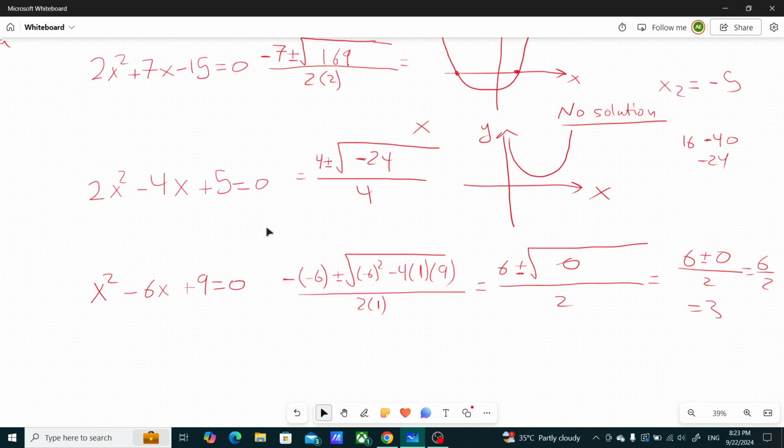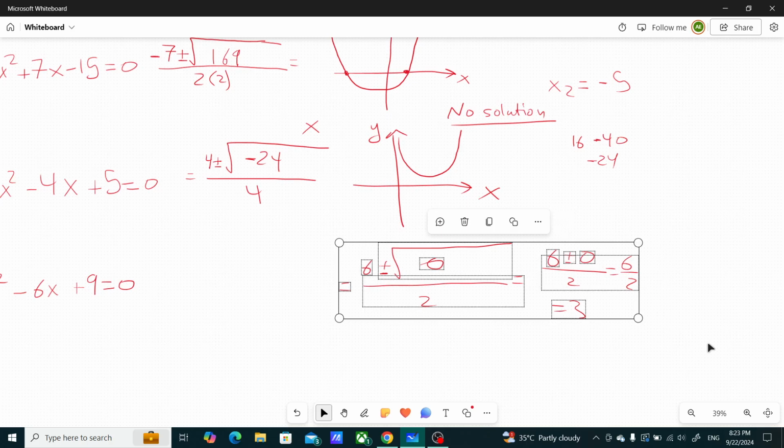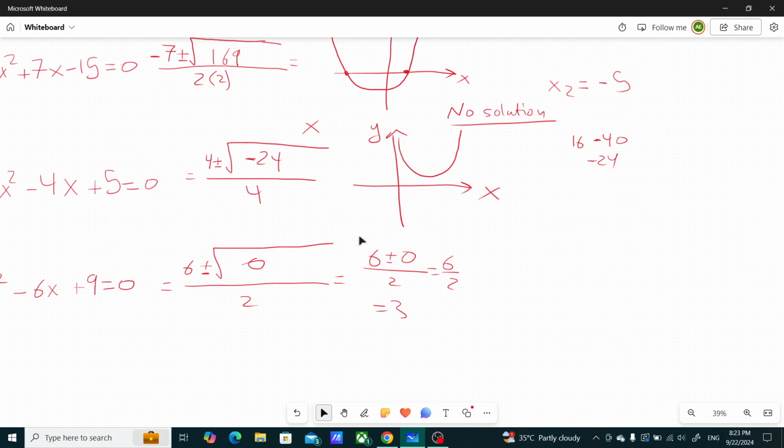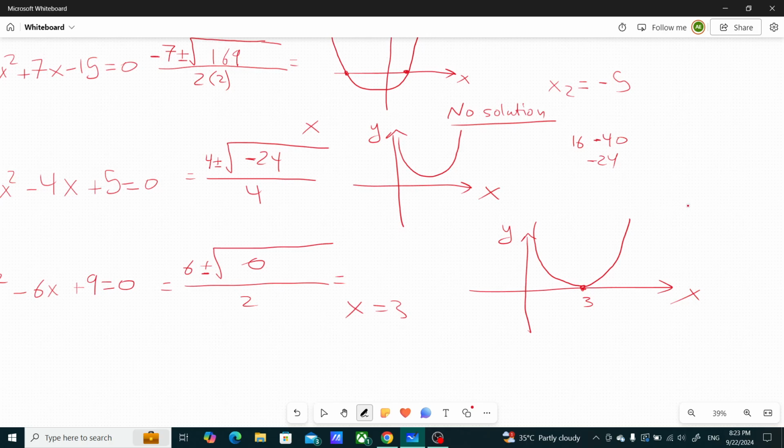So for this particular quadratic function, I have only one solution. This solution is x equals 3. And if I would draw it on the number line, it's going to be something like this. This is the y, this is the x. Let's say this is x equals 3. My quadratic function is going to look something like this. Okay, this is the case of one solution.